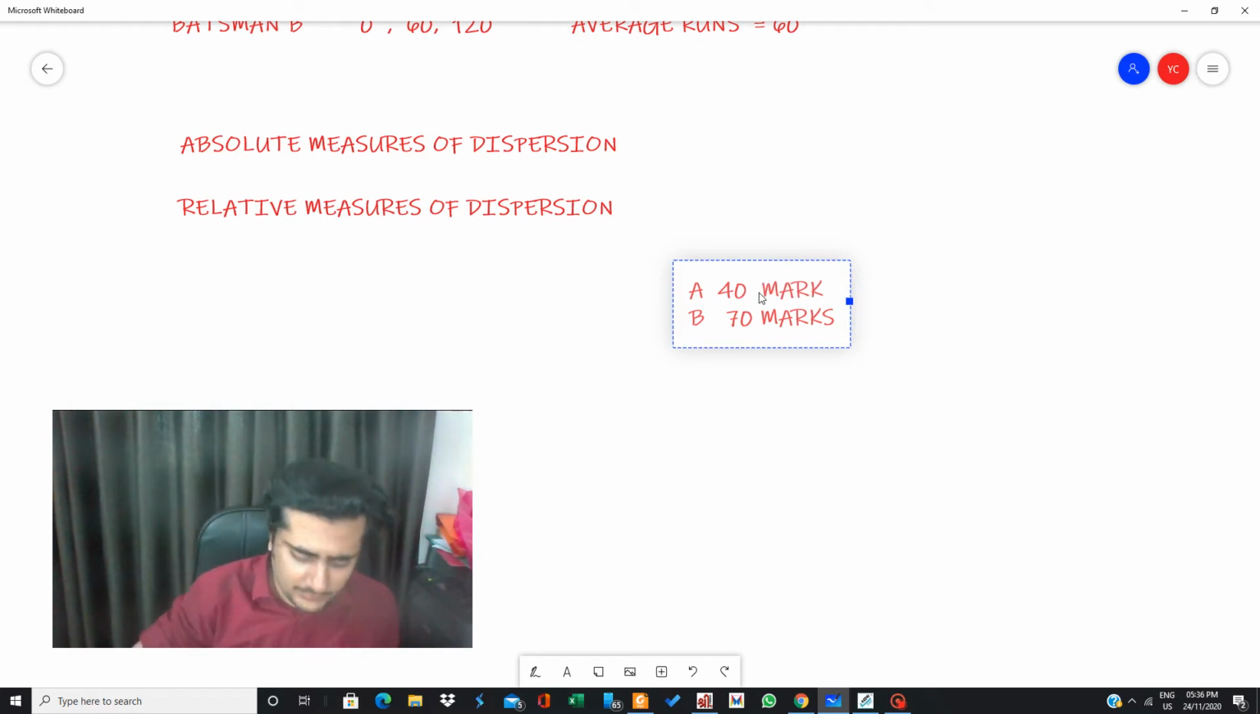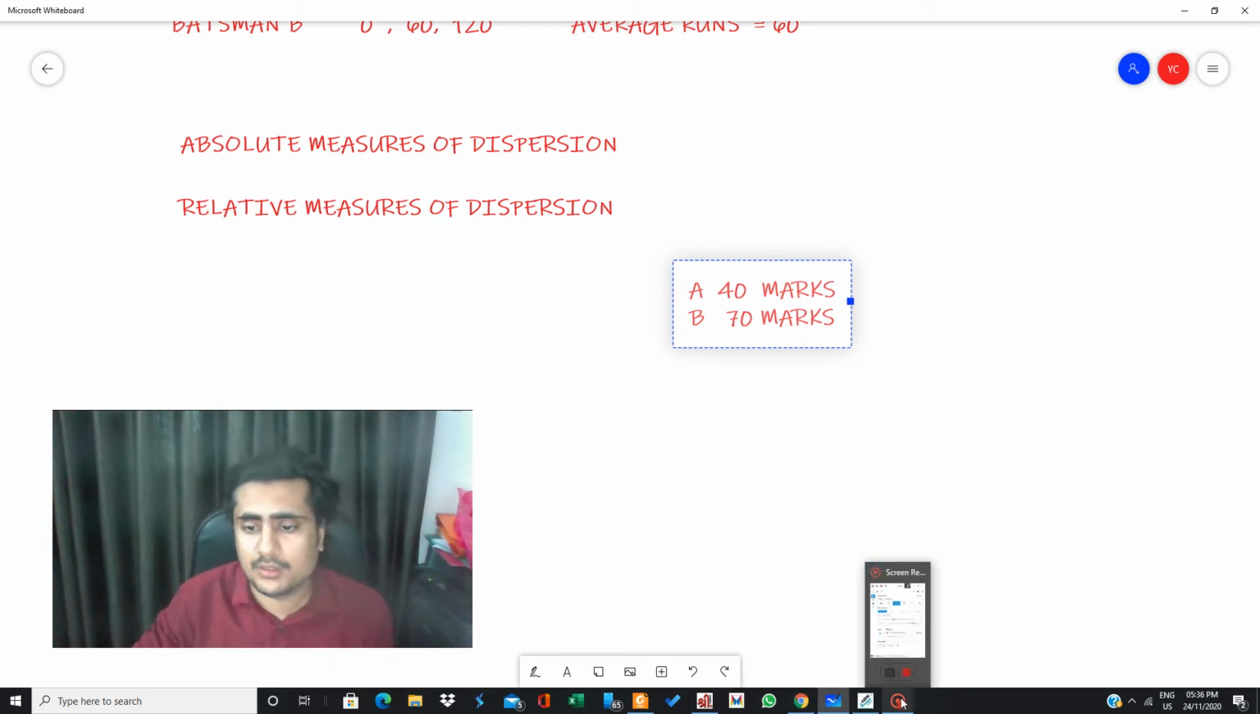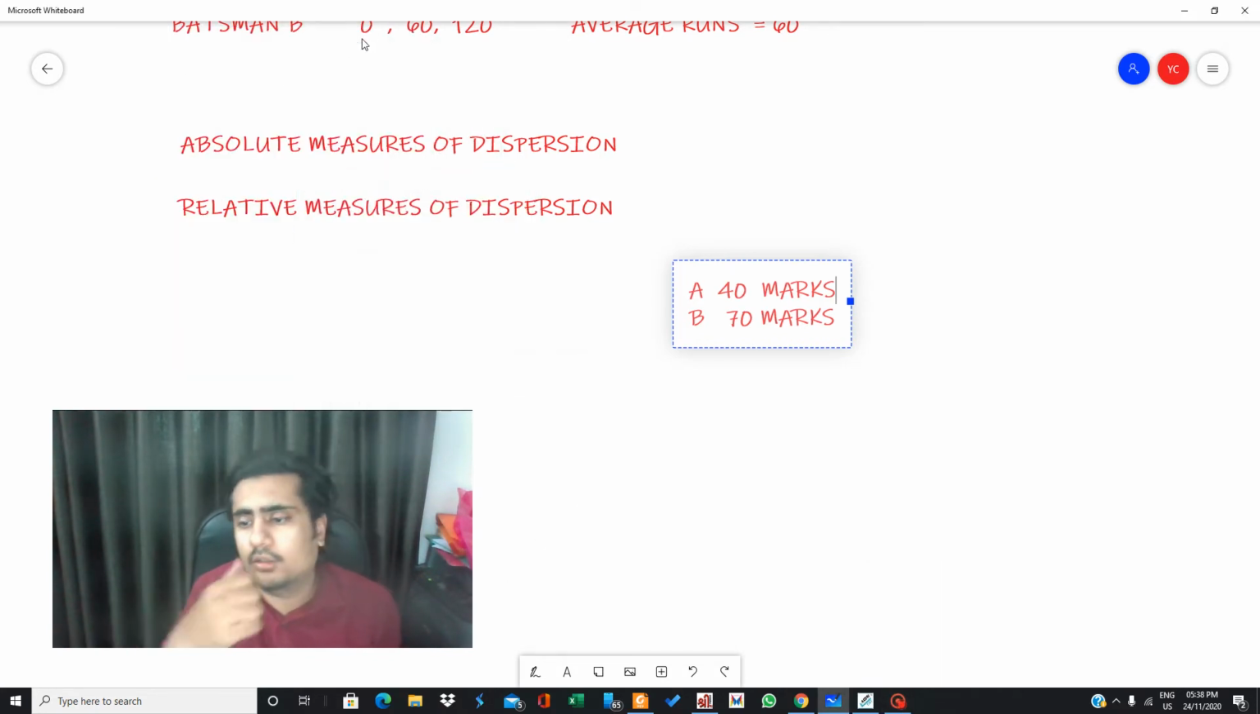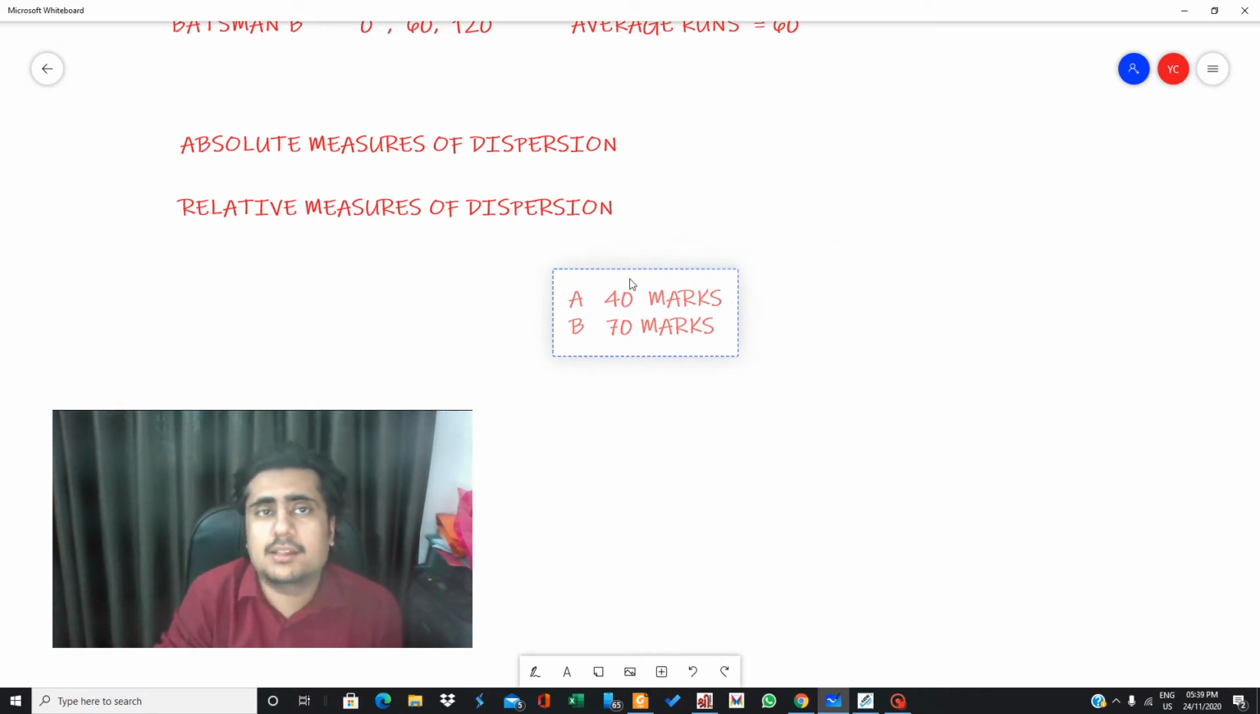Now, by reading this, it is 40 marks and 70 marks. What do you think? Who is more intelligent, or who got more marks? A got more marks or B got more marks? By seeing this, you can say that A has less marks and B has more marks.